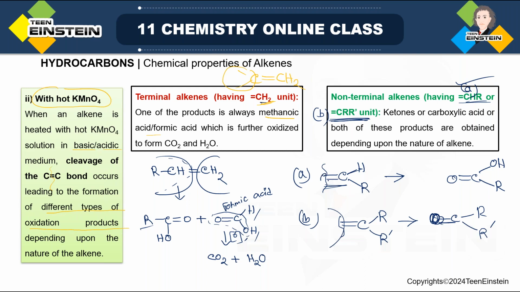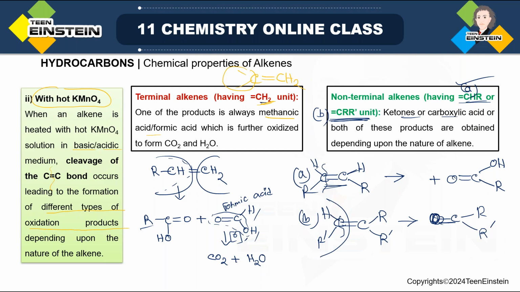So if you have a similar type of group like this, you will get another same molecule, right? And here also, if you have R group and R prime, you will get another ketone, right? Or suppose instead of R, I write H here, then what will happen? From this side you will get some acid. So that is what is mentioned there: you can get ketones or carboxylic acid or both of these products, and that depends on what type of alkene you have taken.